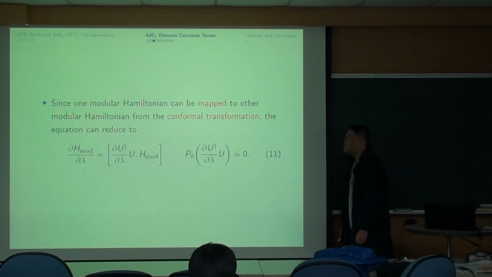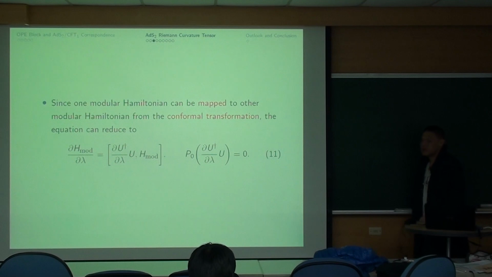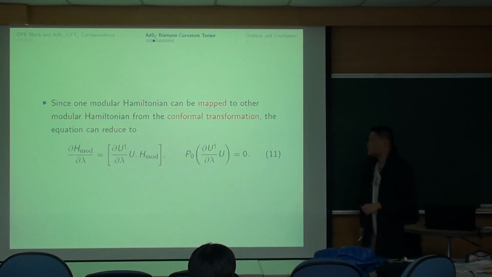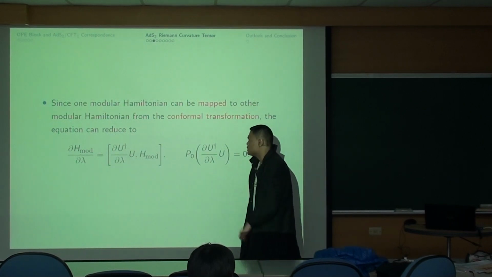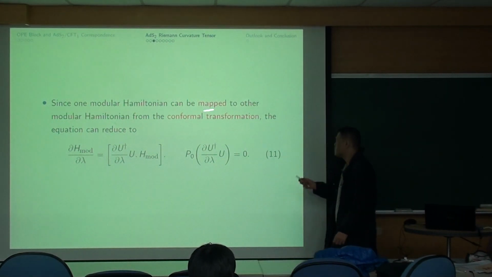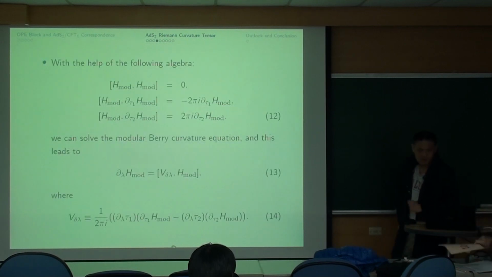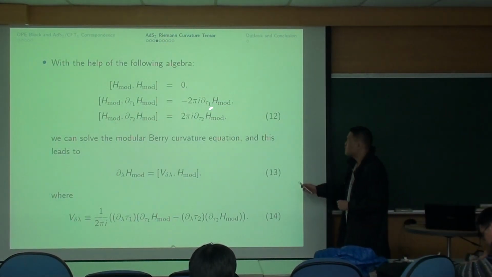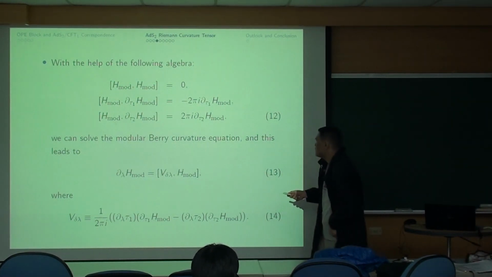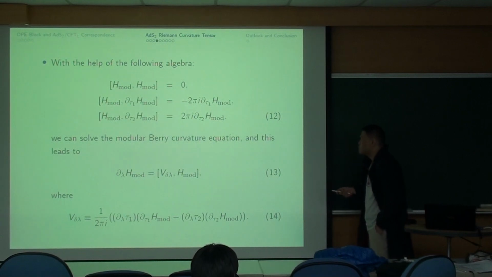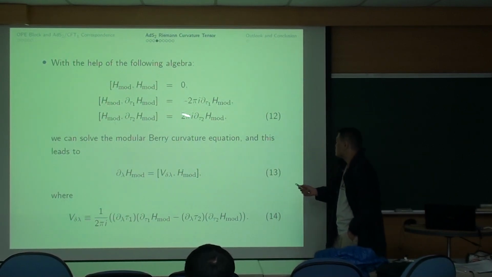What I mean is that partial D, partial lambda vanishes. So this means that the eigenvalue of the modular Hamiltonian is not changed by the conformal transformation. So we can see equation 11 in the CFT1 case. And then we see the Hamiltonian obeys the following algebra, and then this algebra can be derived. And then we can solve the modular curvature equation. We get this equation, which is equation 13.